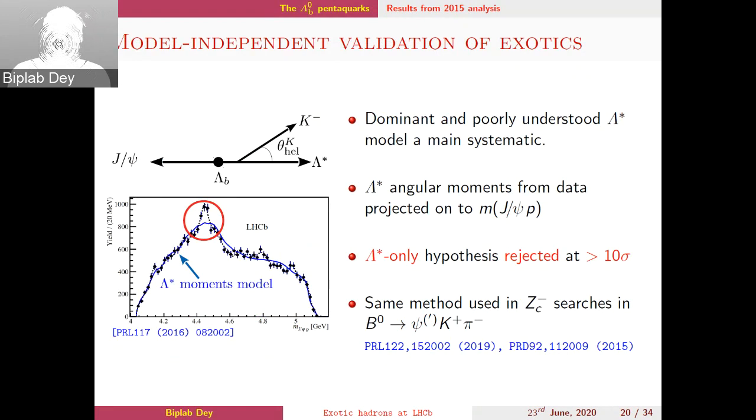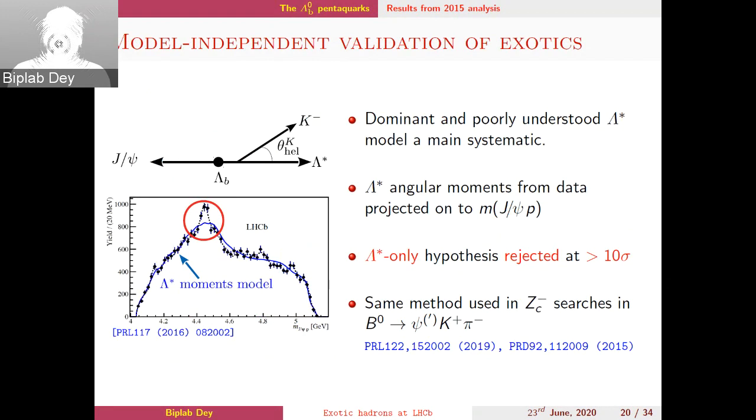One of the main problems was the effect of modeling the complicated Lambda star resonances. So we came up with a model independent validation of exotics by looking at the helicity angle of the kaon in the Lambda star rest frame. You pull out the angular moments from the data itself, and then project onto the J/psi p kinematic variable, and you try to see if there's any way that these Lambda stars can mimic a sharp peak. Basically what we found is that this is just not possible. It's rejected at more than 10 sigma. So there's no way that you can have Lambda stars concocting this peak.